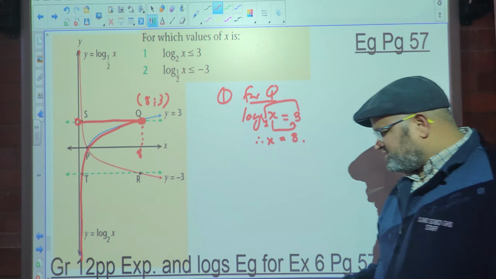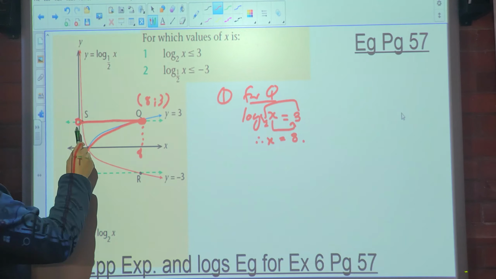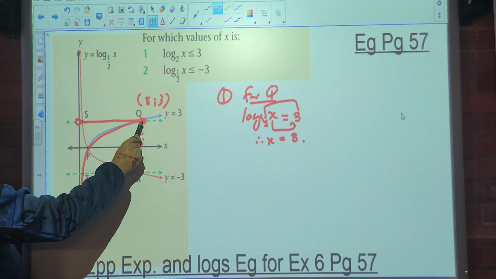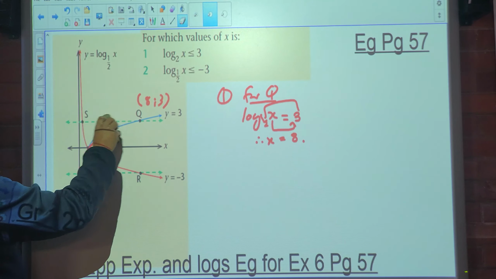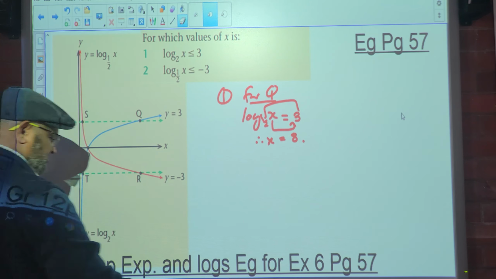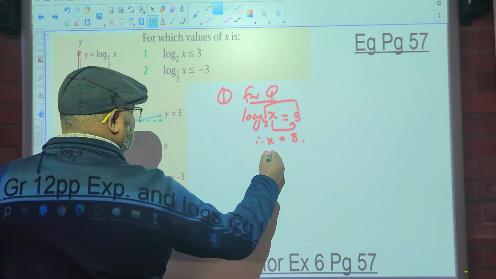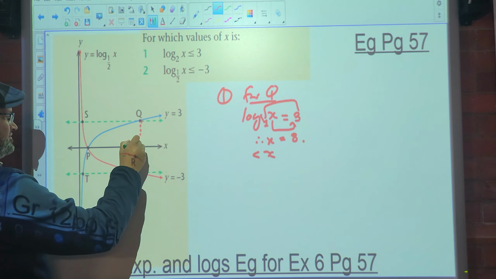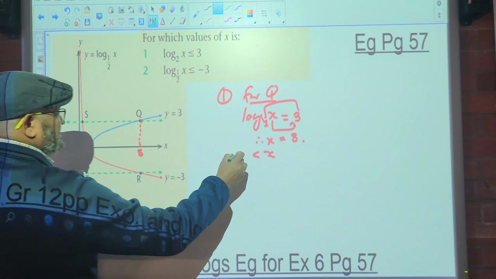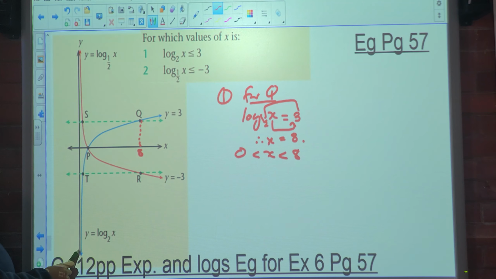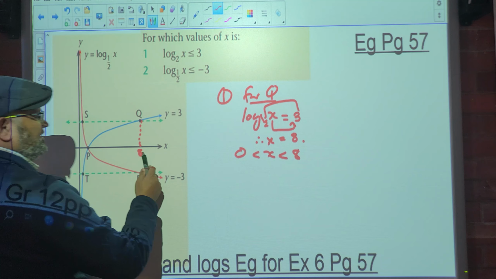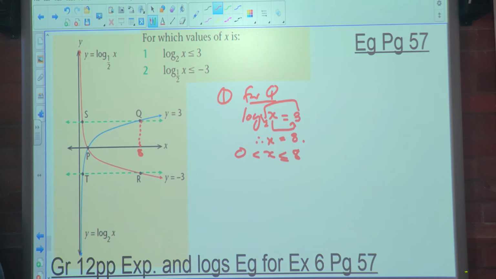Okay, now I can answer the question. So in other words, it's from 0 to 8. Let's take this down. From 0 to 8. So x is greater than 0, but less than or equal to 8. As we said, could it be equal at 0? No. Why? Could it be equal at 8? Yes.